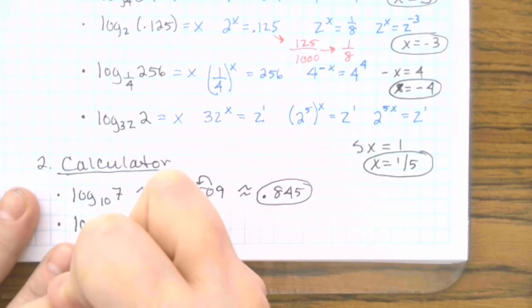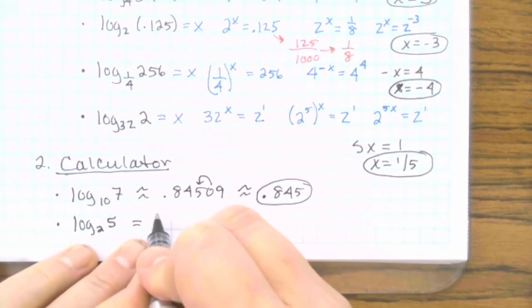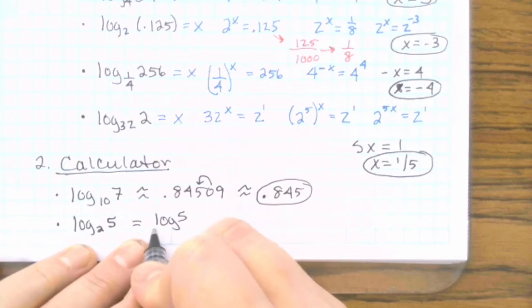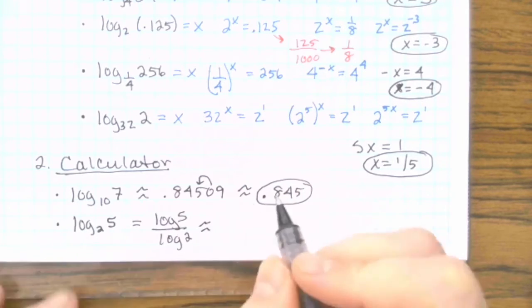So log base 2 of 5. In order to input this in your calculator, you need change of base formula. So this is equal to log 5 over log 2. And then we need to put that into our calculator.